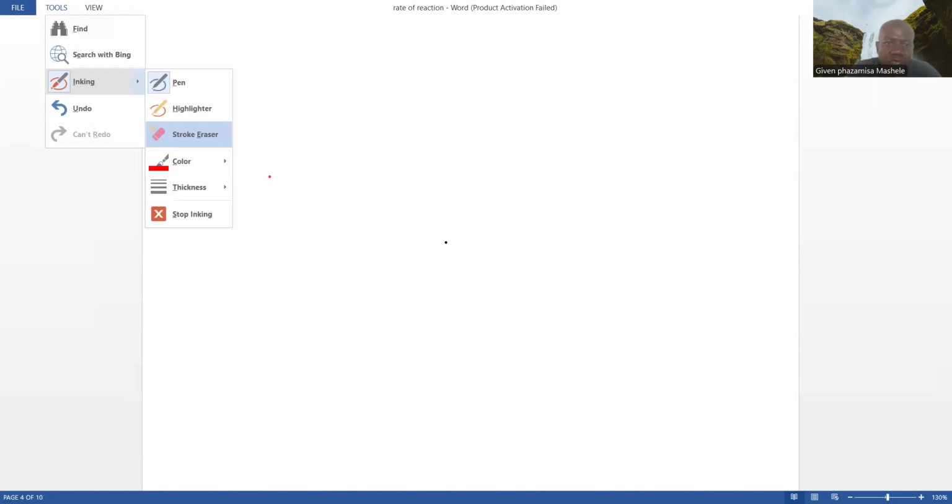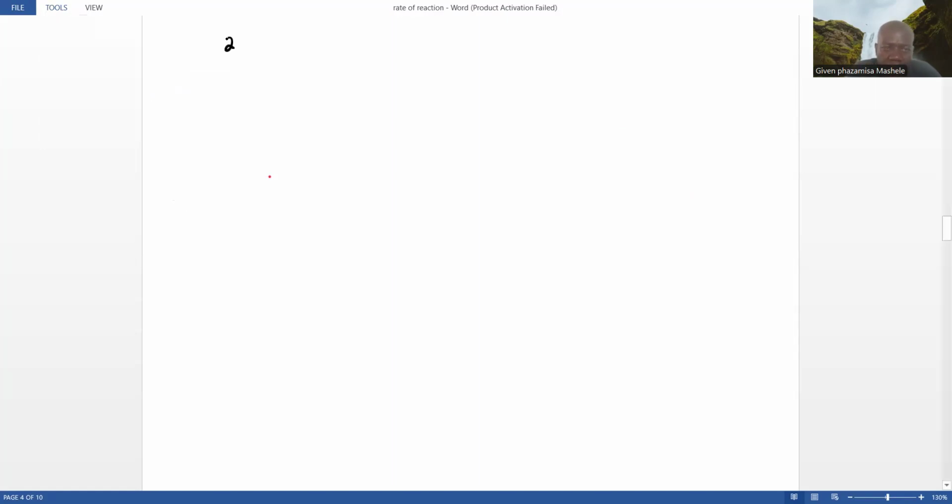Now, number 2, let me call it 3.2. The second method will be change in mass of the reactants. But usually this one is applicable when one of the reactants is in a solid phase. So we can look at the change in mass of the reactants.